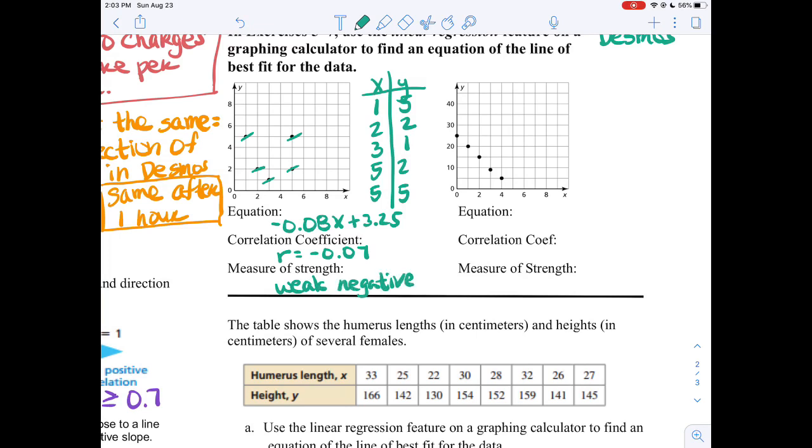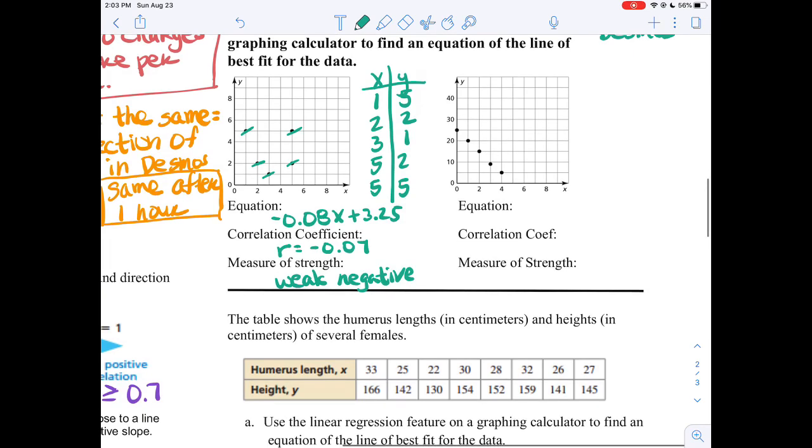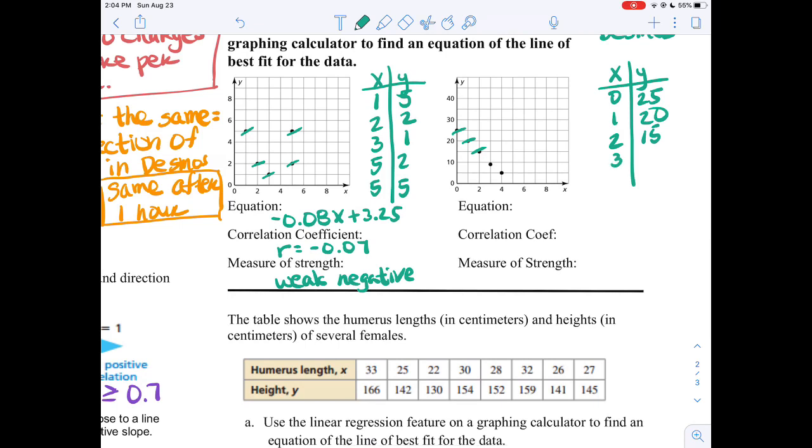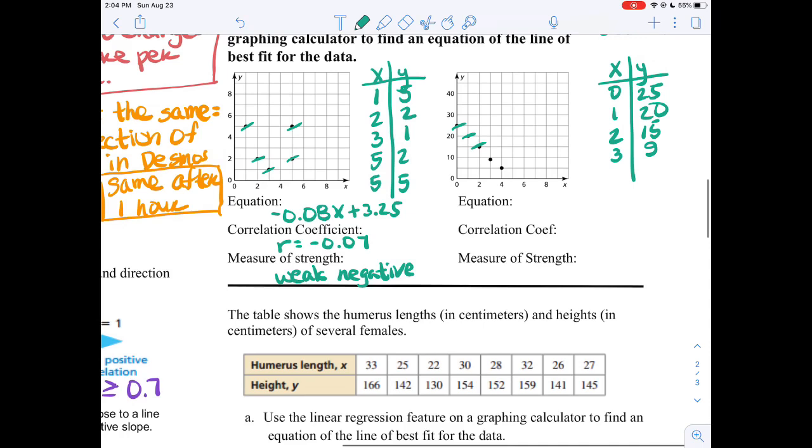Let's look at one more example. We can kind of tell just by looking at this data that it's going to be a negative correlation, and probably a pretty strong one. That data looks to be almost perfectly aligned. But let's go ahead and create our XY table. And I'm going to, again, plot and mark things off as I do. 0, 25, 1 and 20, 2 and 15, 3, and I'm going to call that maybe about 9. It looks like it's a little below 10. You'd get a slightly different answer if you said 10, but I'm going to go with 9. And then 4 and 5.